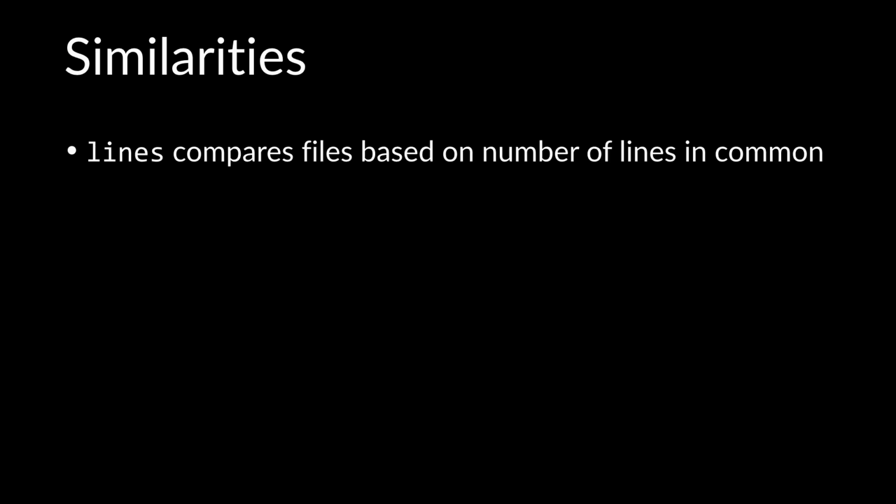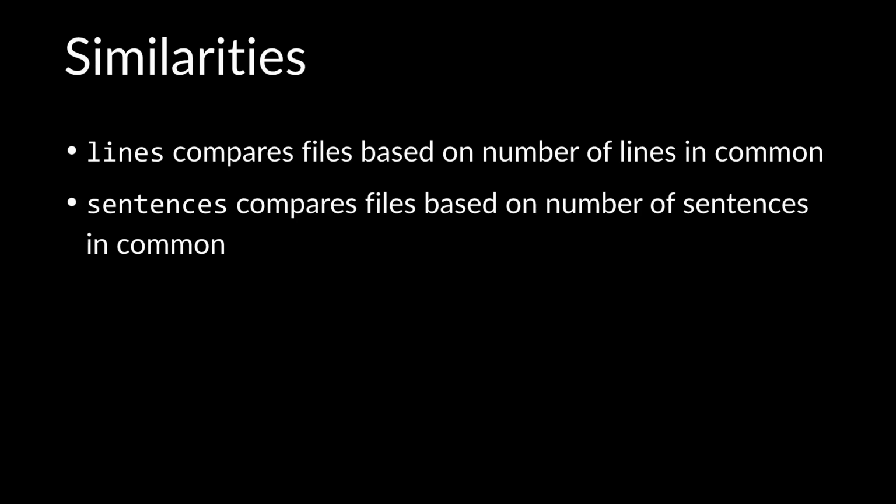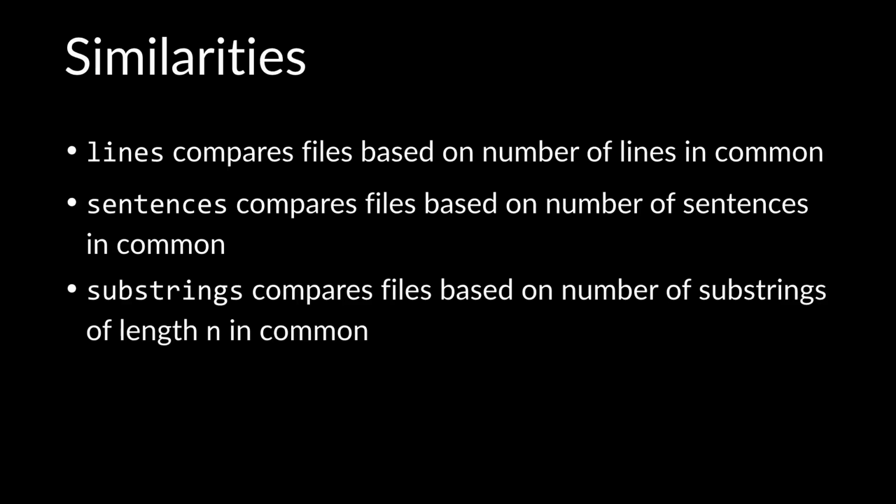So here's what you'll have to do. First, you'll implement a function called lines, which will compare two files based on the number of lines they have in common. Then, you'll implement a function called sentences, which will compare files based on the number of sentences that they have in common. And then you'll implement a function called substrings, which will compare files based on the number of substrings of length n they have in common for any length n.